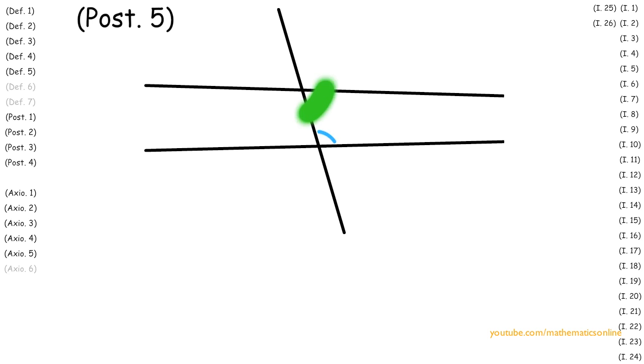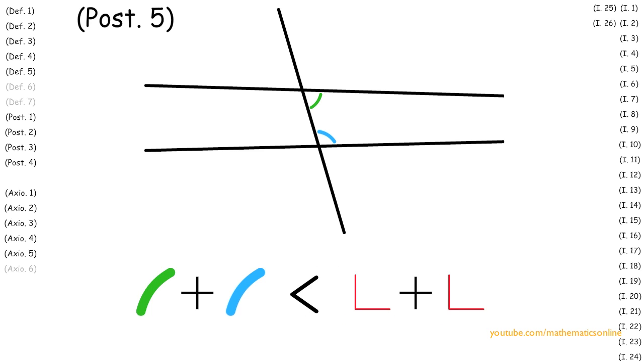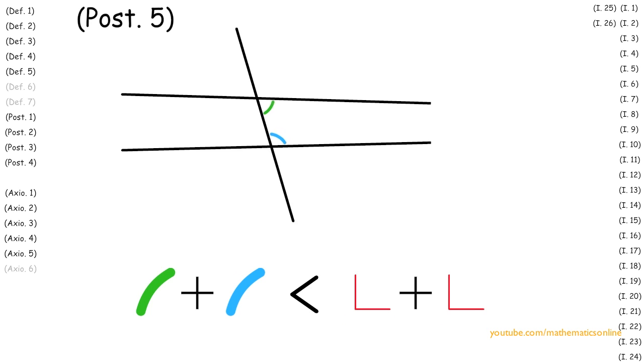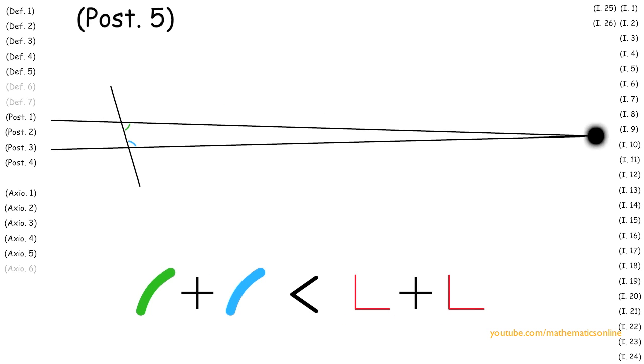Now, Euclid says that if two anterior angles on the same side are less than two right angles, then the two straight lines, when extended, will always intersect. Specifically, they will intersect in the direction where the two anterior angles lie.